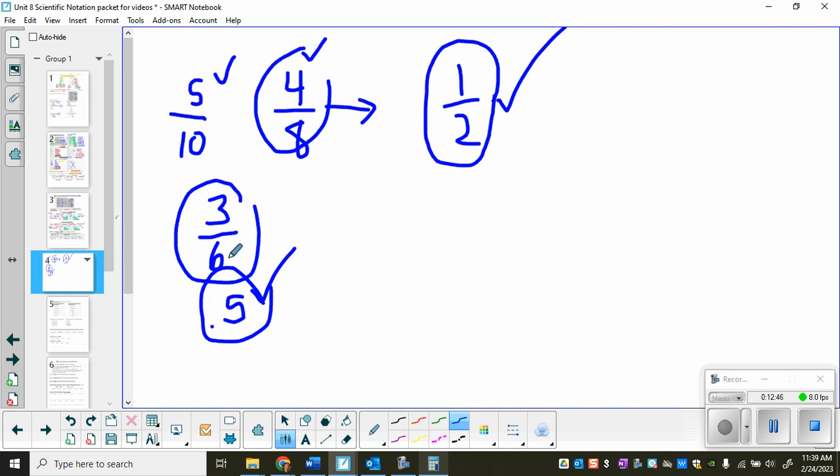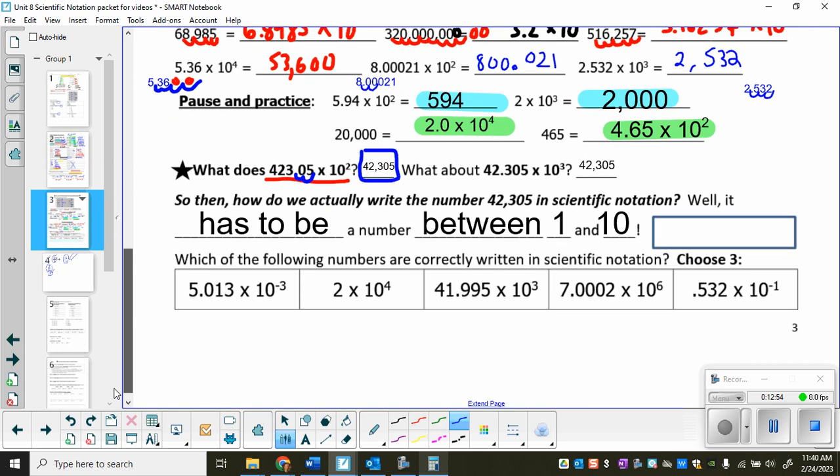But if we're looking at this page right here and we want to talk about which one's right, we would go with this reduced version. This one's the one that we're going to consider right. So back over here to this concept, if this 423 number times 100 and this 42 number times 1,000 give us the same thing, how do we actually write 42,305 in scientific notation? Which one of these is going to be the right way to write it for this number that we have boxed in blue?